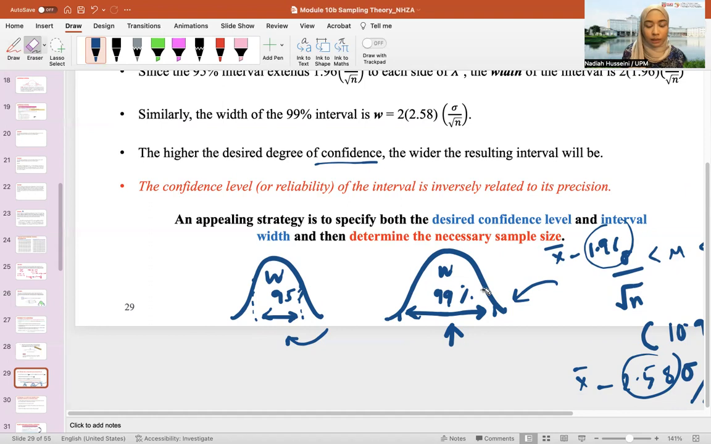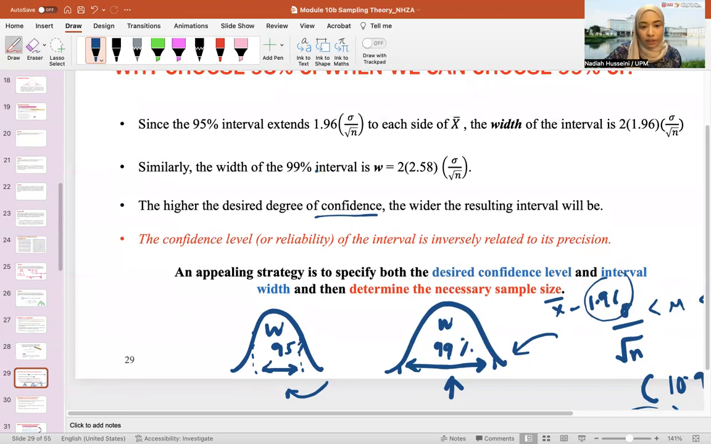Okay, so an appealing strategy is to specify both the desired confidence level, if you want 99, if you want 98, if you want 95, and the interval width. So you specify the width that you and your company are okay with, and then determine the necessary sample size. So we can actually change the sample size. Let's see this equation.